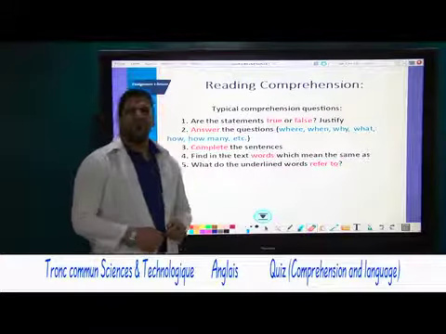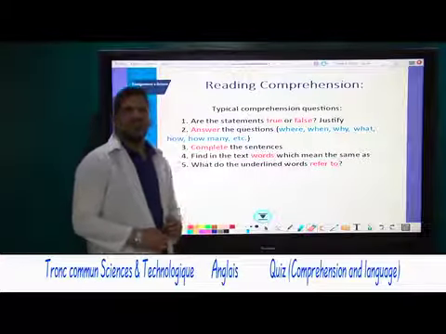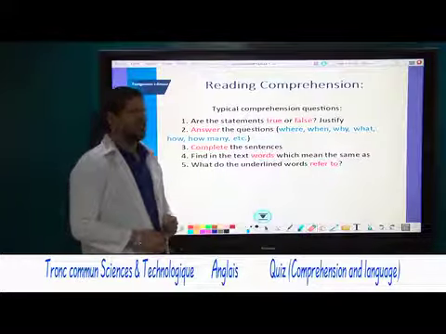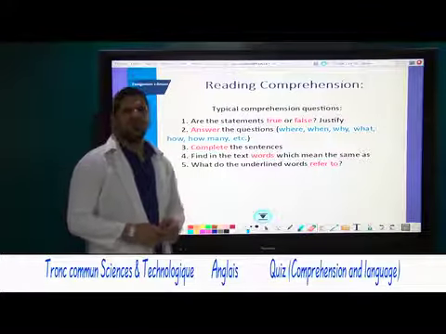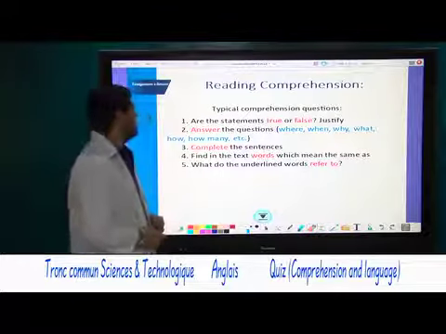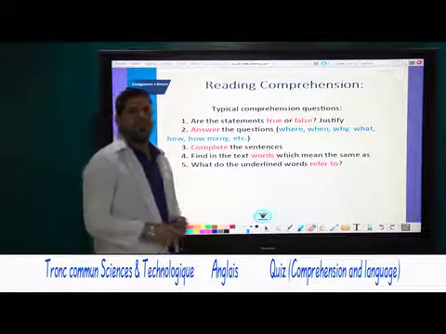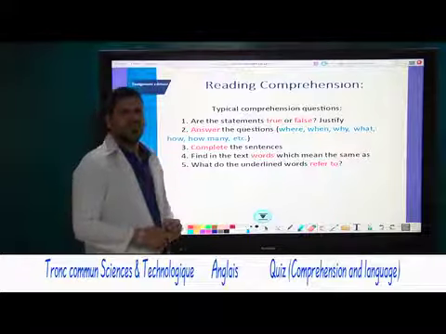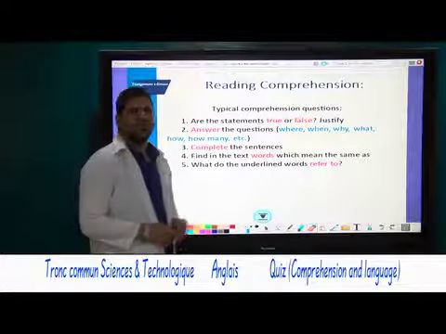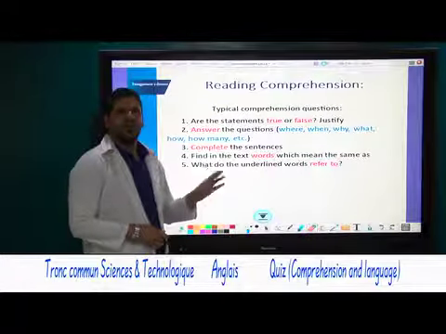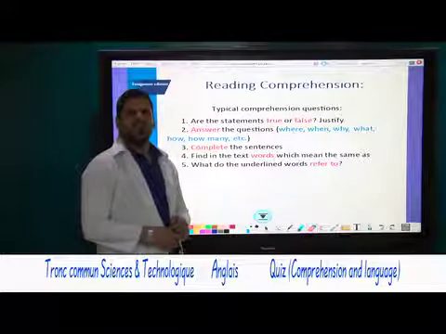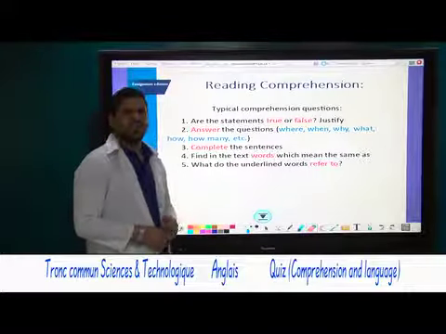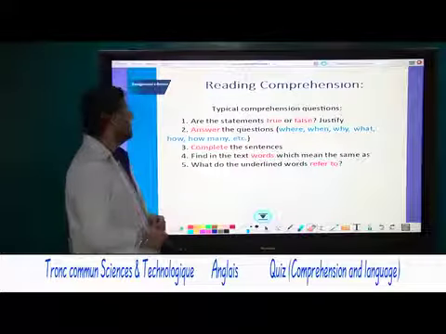For the comprehension section, you usually find these 5 or 6 questions, and you should know what is expected from you in every question. The first question that is present in all exams is true or false. Are sentences true or false, and justify? Of course, you are given an idea, and you need to tell whether this idea really exists in the text or not. The second question is answer the questions.